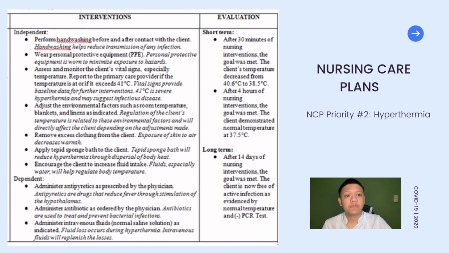Then after 4 hours of nursing interventions, the goal was met also, and the client has demonstrated normal temperature of 37.5 degrees Celsius. Then for the long term, after 14 days of the nursing interventions, the goal was met, and the client is now free of active infections as evidenced by normal temperature and negative PCR test result.